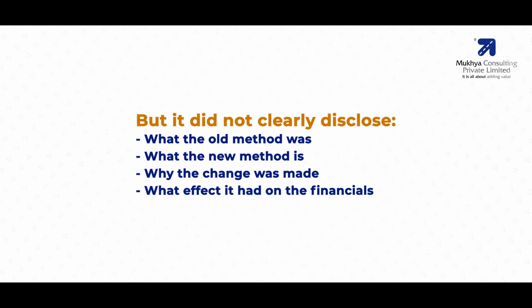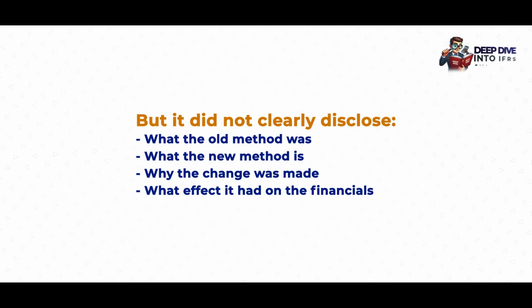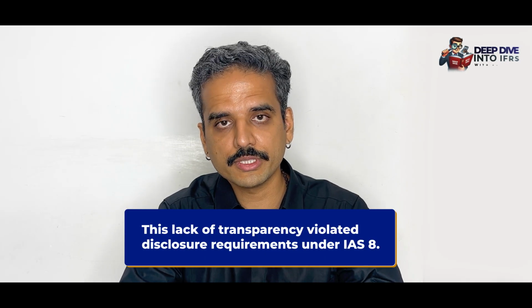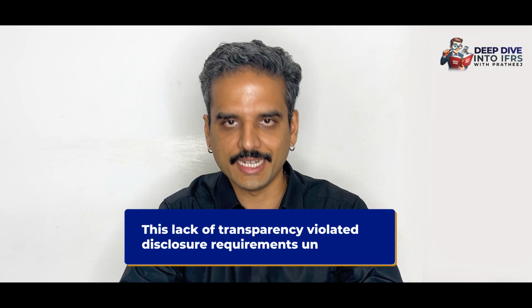So what is the violation here? Tesco changed the method of recognizing the revenue, but by way of disclosure, it should have actually given the following. What was the old method of recognizing revenue? What is the new method of recognizing revenue? And why was this change made from the old method to the new method, and the impact this change had on the financials. None of this was disclosed, and this failure to disclose information was in direct breach of IAS 8.